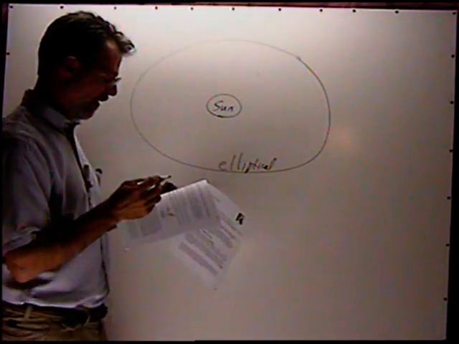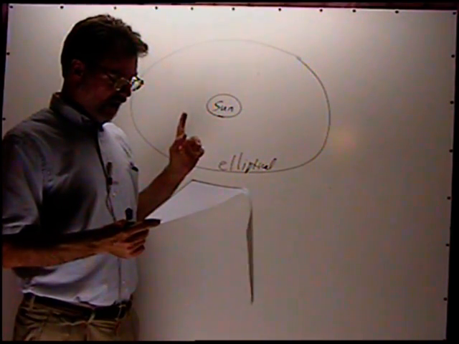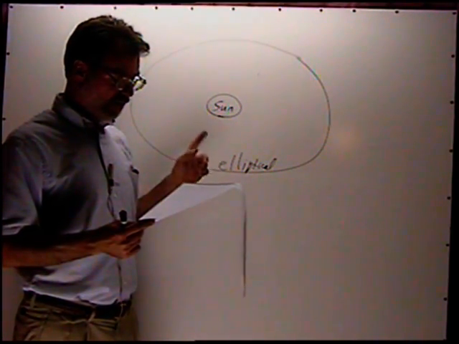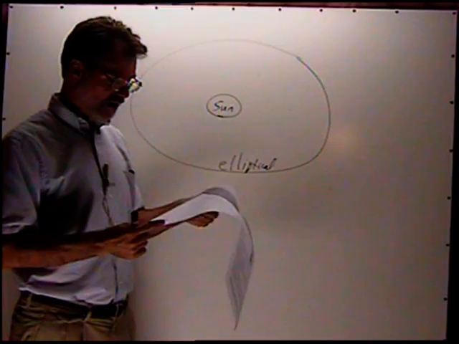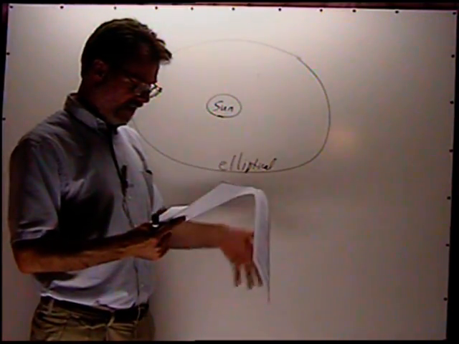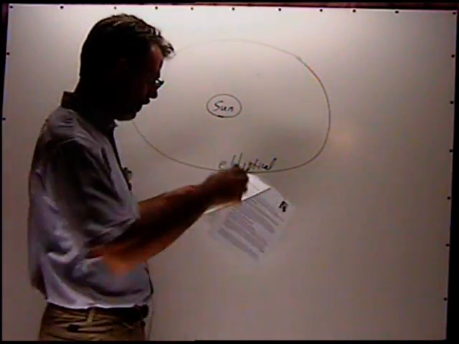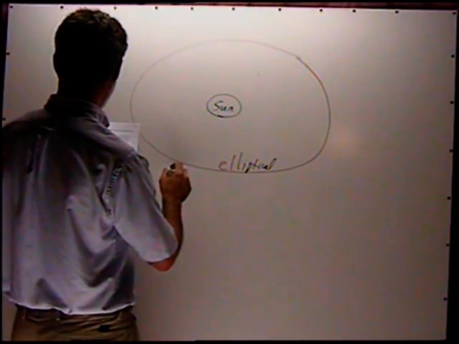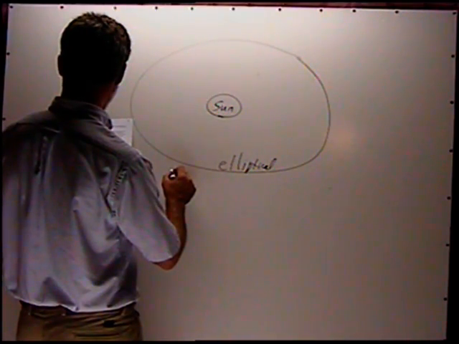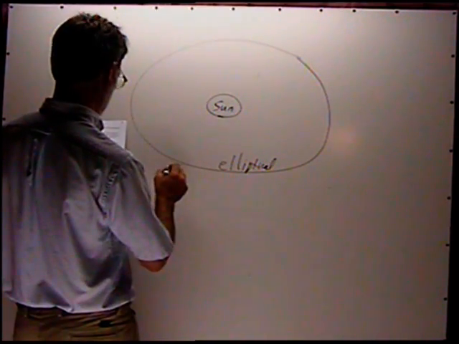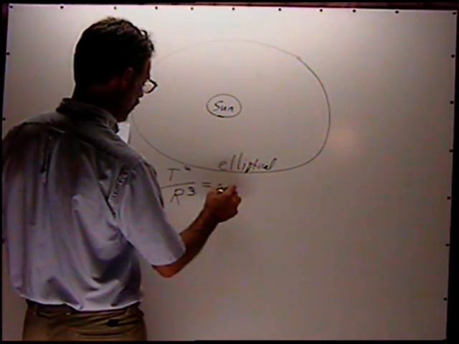Okay, in particular, his law number 3 on page 2, which you'll see, and on page 3, is very important. And it's the idea that for planets, the ratio of the square of the period to the cube of the radius is a constant.